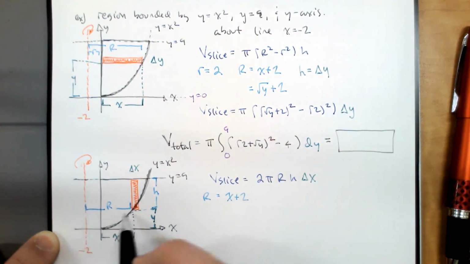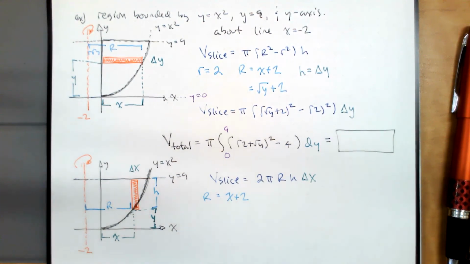Get from the parabola to the axis. We start at the parabola and we start at the right side, subtract the left side. X minus a negative 2 is x plus 2. In the previous problem, I needed to write that in terms of delta y. We don't need to do that here. I want r in terms of x. In the previous problem, it was delta y, so I needed to change it. In this problem, it's a delta x. I leave it as x plus 2.